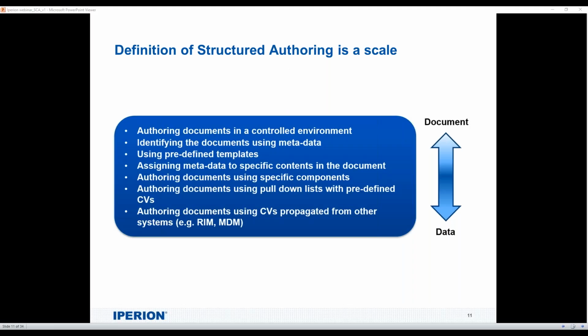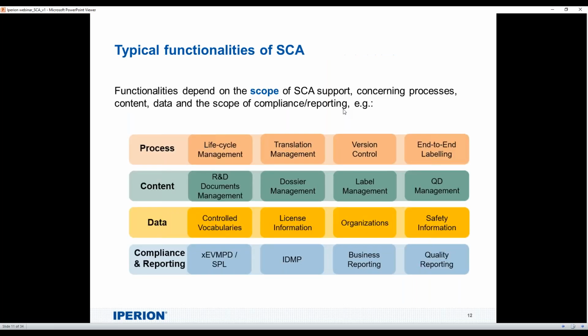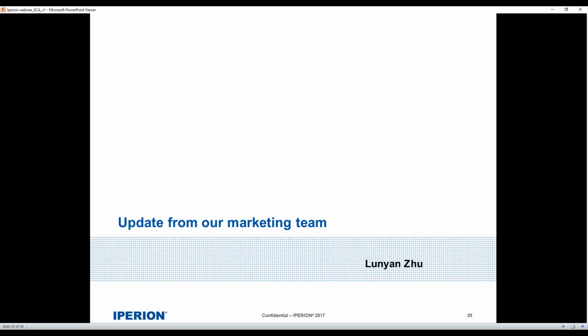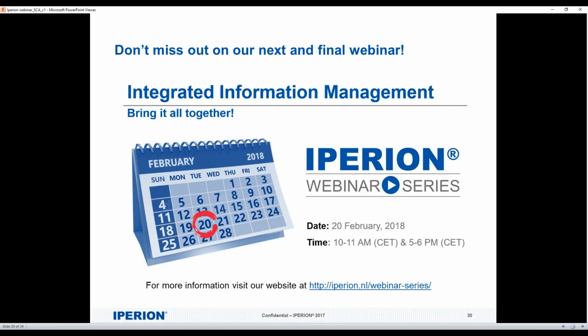Anyways, for the next webinar, as we already previously mentioned, we're going to look at integrated information management, particularly the role each previous discussion topic plays in the integrated approach of information management. And this webinar will take place on 20th of February.